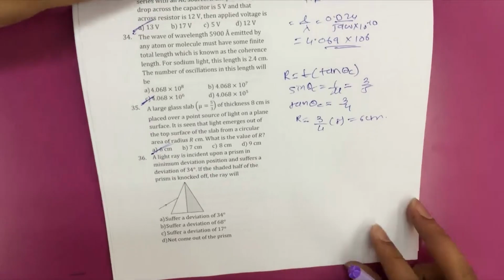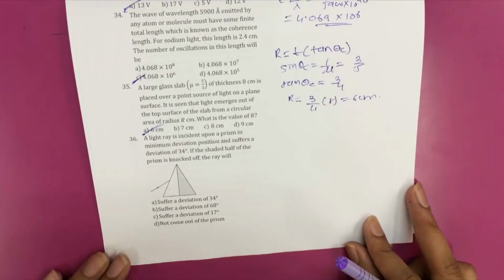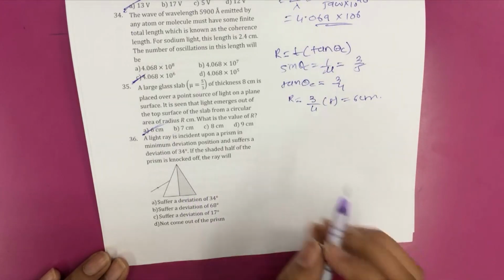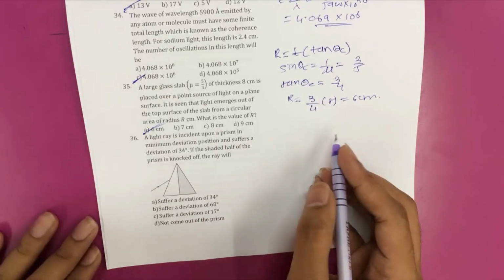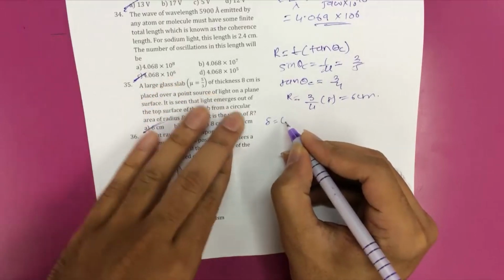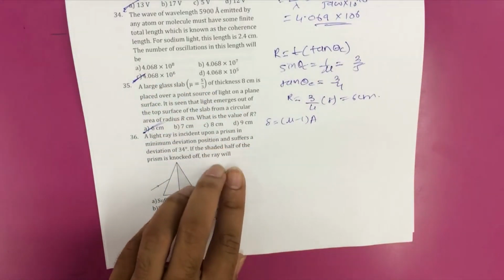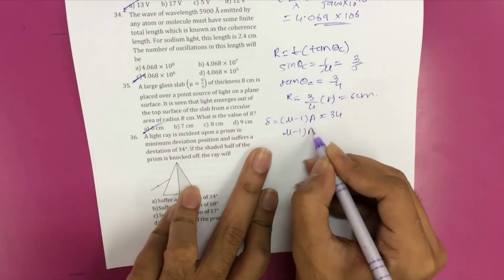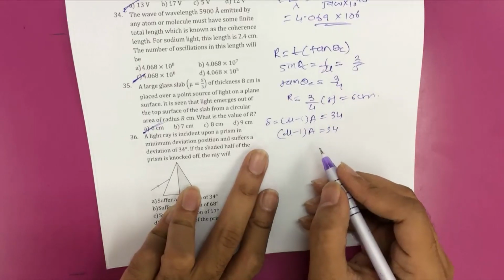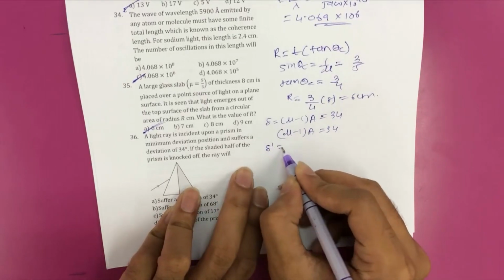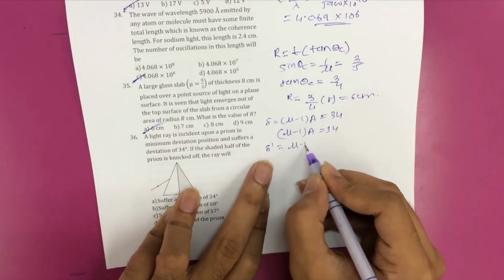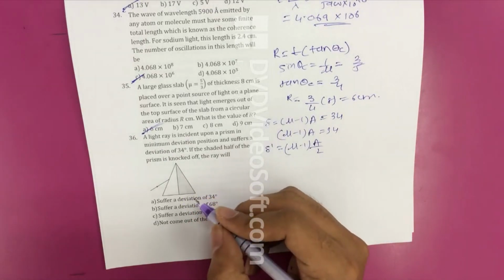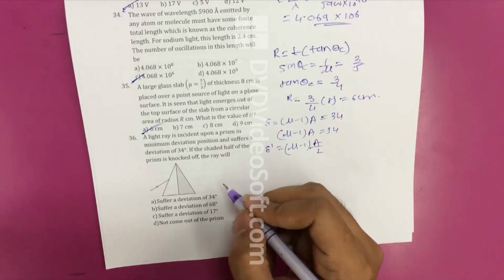Question 36. A light ray is incident upon a prism in minimum deviation position and suffers a deviation of 34 degrees. If the shaded half of the prism is knocked off, the ray will. Now here, by the formula, deviation is equal to mu minus 1 into the angle of prism. Here the deviation is given as 34, so I'll get mu minus 1 into A equals 34. Now in the second position, angle of deviation delta dash would be mu minus 1 A by 2, because we'll be knocking off the shaded portion, because of which the angle of the prism would become half.